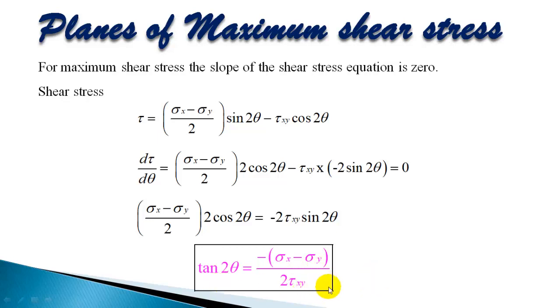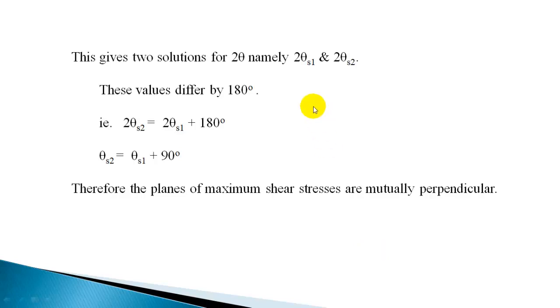So this equation gives the plane on which the maximum shear stress acts, and this can be solved, and you can directly get one value of theta. You will get 2 theta, and dividing by 2 you will get theta, and that value we can represent as theta s1, first plane on which the maximum shear stress acts. So by solving this, you are getting one value of 2 theta, and that we can represent by 2 theta s1, and there will be one more solution.